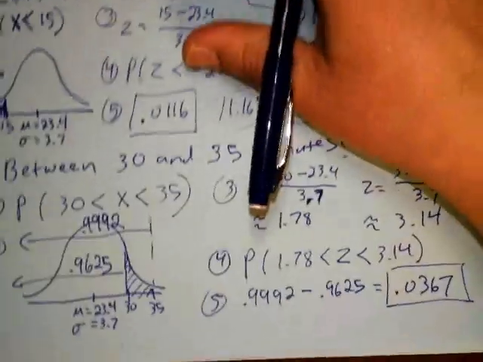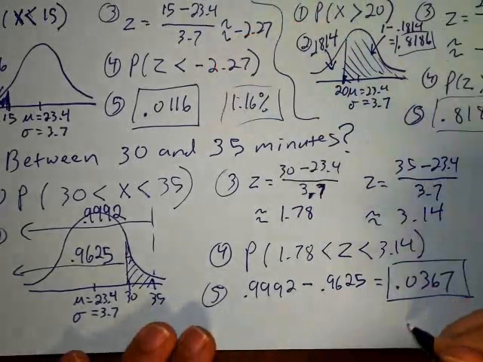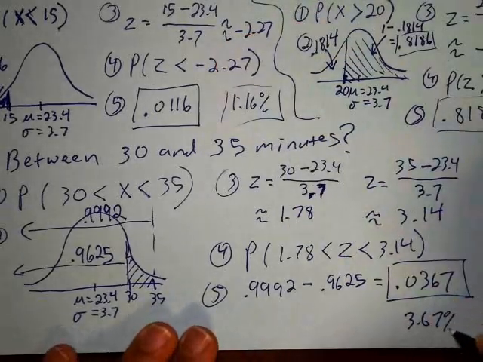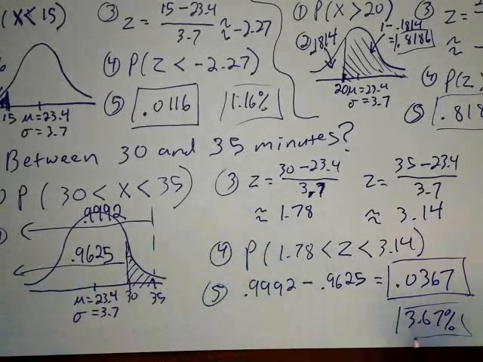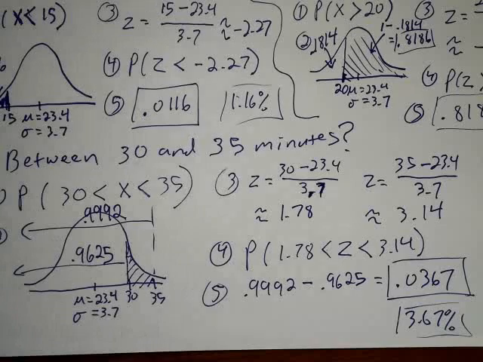If you wrote that as a percentage, you'd get 3.67%. This would mean that of all the people waiting to be seated, 3.67% of them are going to wait between 30 and 35 minutes. So not very many of them.